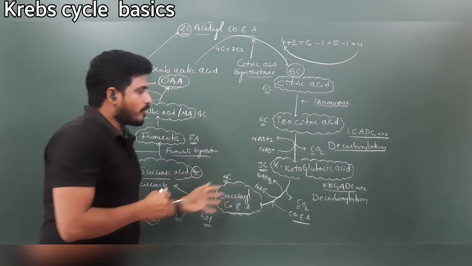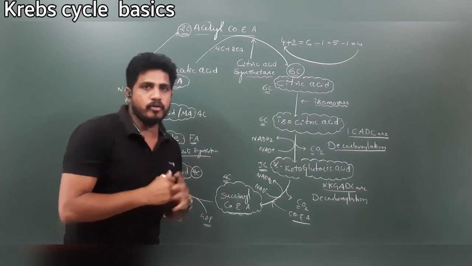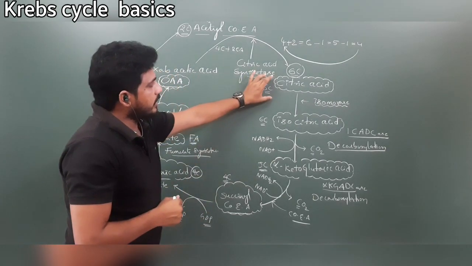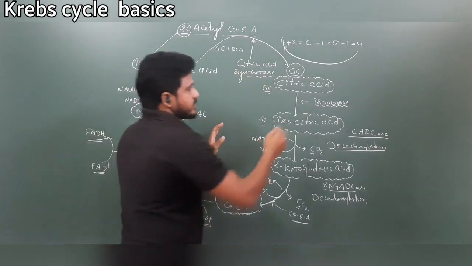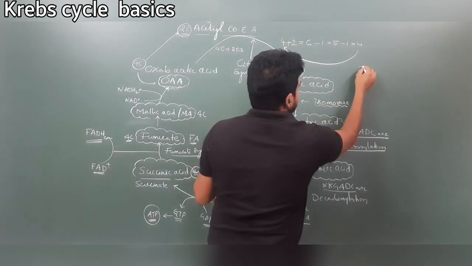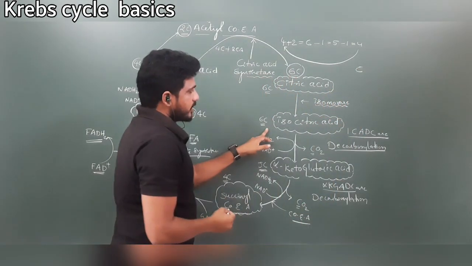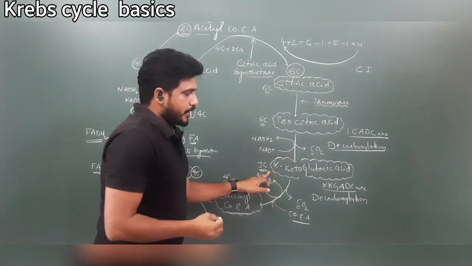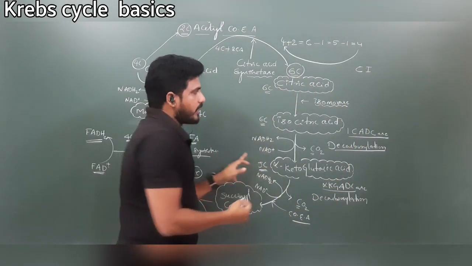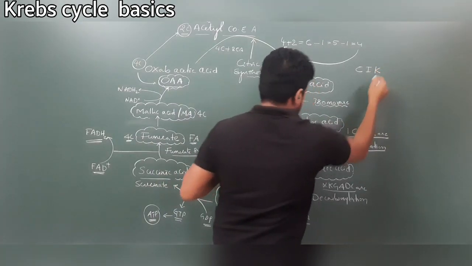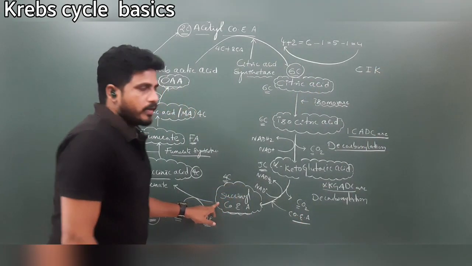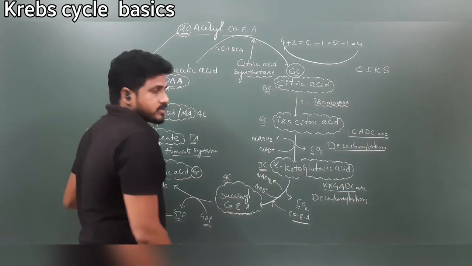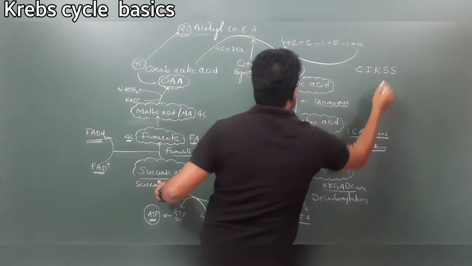So how to remember all this? They are very compact, right? I will give you a simple logic. That is citric acid, the first one. So citric acid means what? C. Next, isocitric acid means I. Next, alpha ketoglutaric acid. Here you remove the alpha and write K. The next, succinyl coenzyme A, S. And succinate or succinic acid, it is also S.